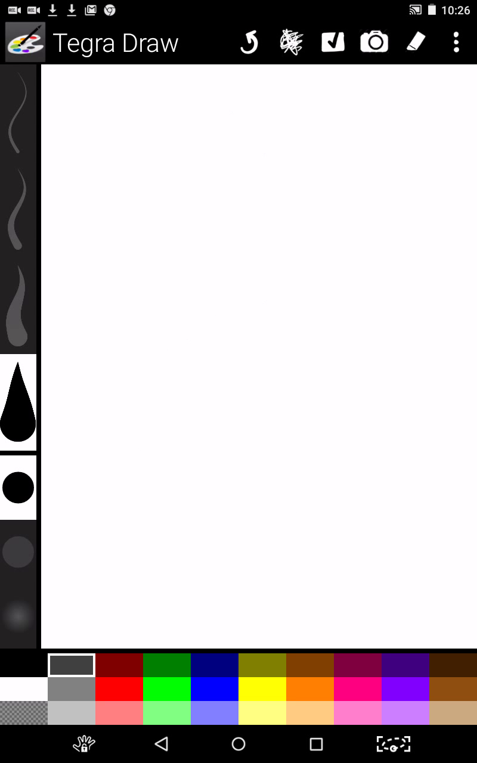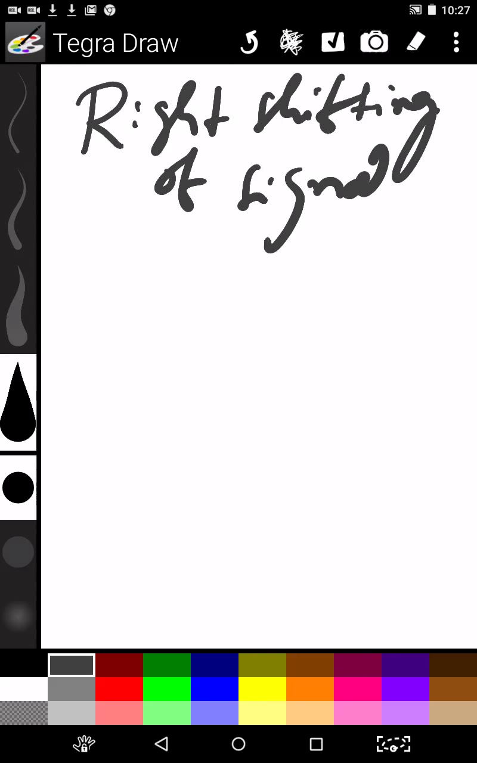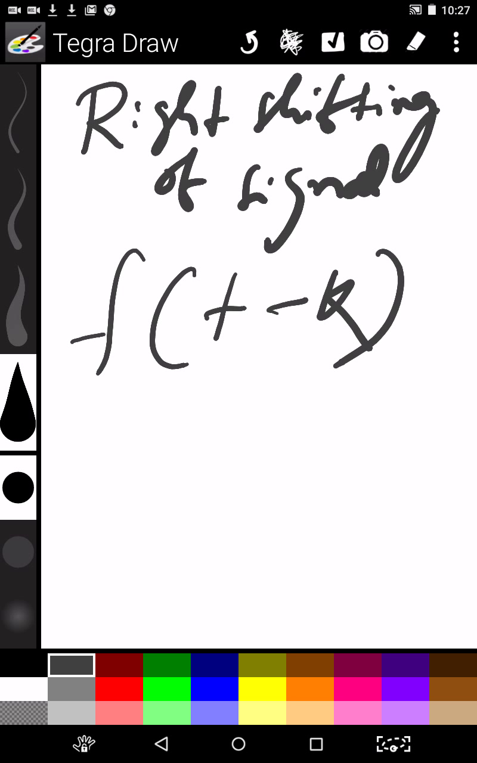Similarly, now we will go for the right shift of a signal. Right shifting of a signal can be represented as f of t minus k. It will delay the signal. It is also called the delay of a signal.